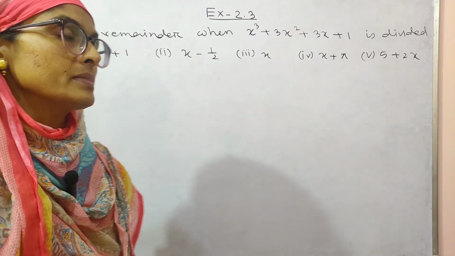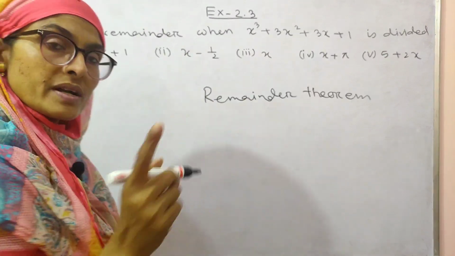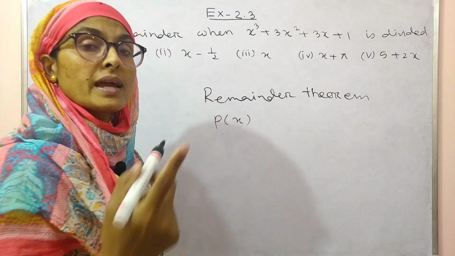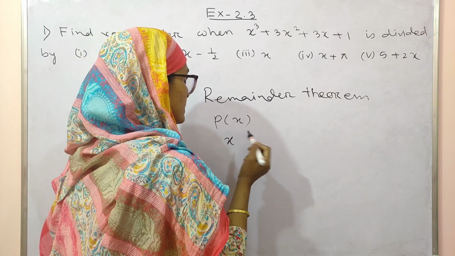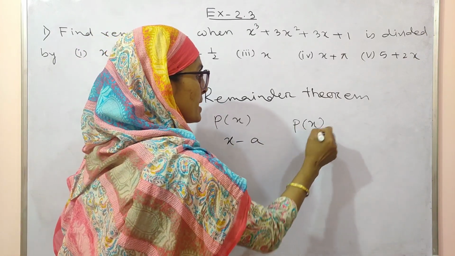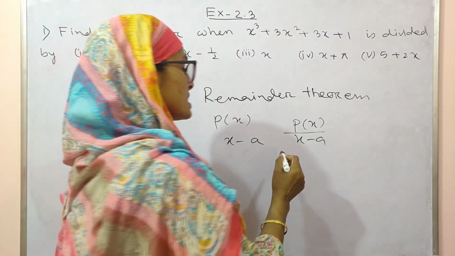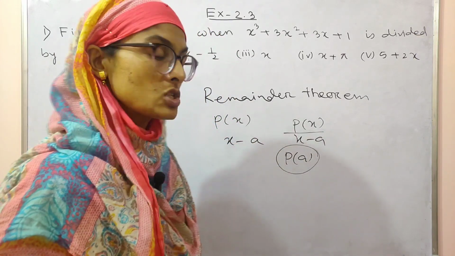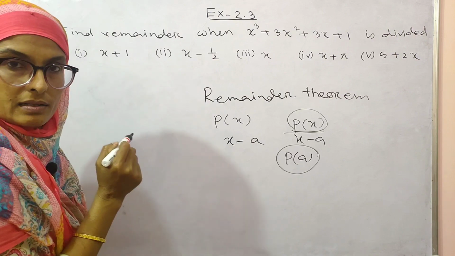So one theorem is in your book, the remainder theorem. What is the remainder theorem? If p(x) is a polynomial of any degree and you divide p(x) by x minus a, then the remainder is p(a). Remember this one? So here number 1, x plus 1.